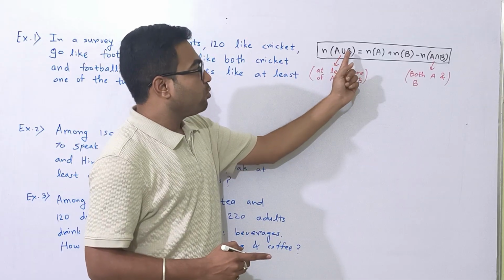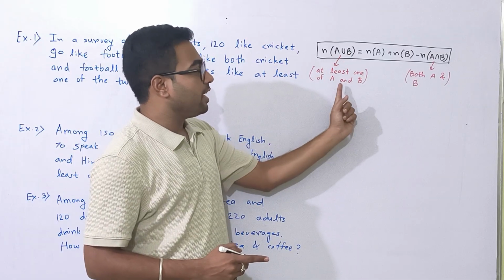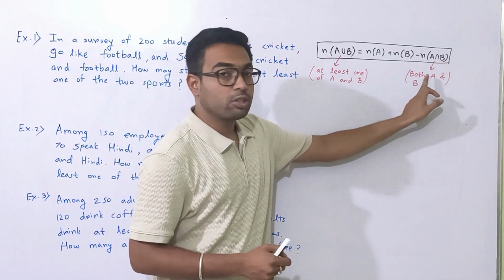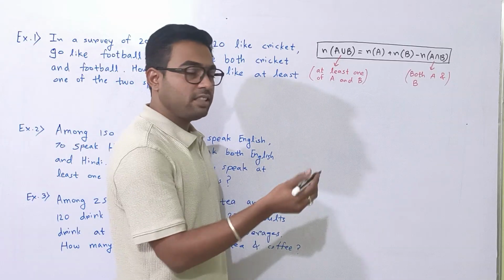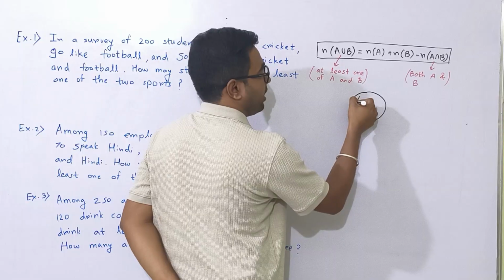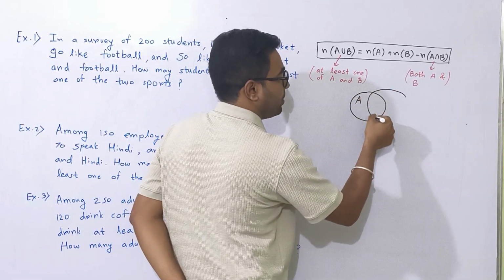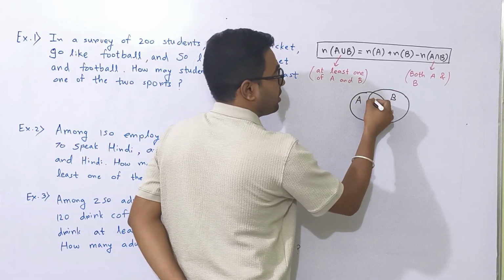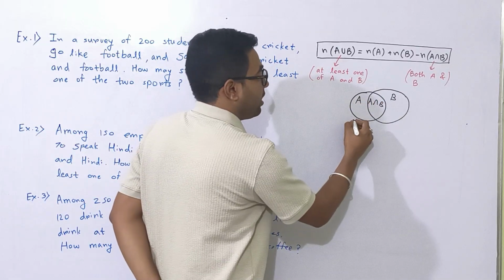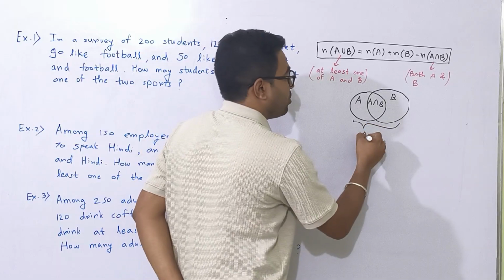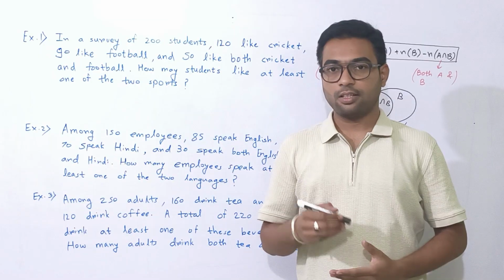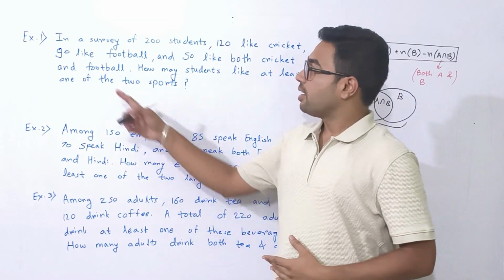Remember these: A union B means at least one of A and B occurs, and A intersection B means both A and B occur. You can see this by this diagram. If this is set A, this is set B, this is A intersection B, meaning both A and B are occurring, and this is your A union B, that is, at least one of A and B is occurring. Let us solve some examples.